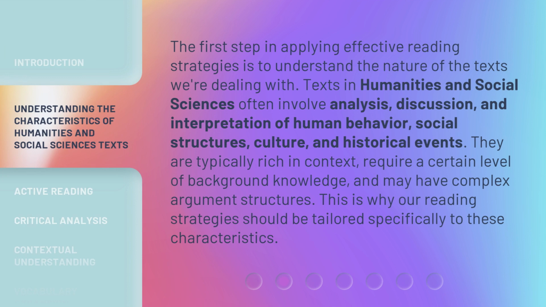The first step in applying effective reading strategies is to understand the nature of the texts we're dealing with. Texts in humanities and social sciences often involve analysis, discussion, and interpretation of human behavior, social structures, culture, and historical events. They are typically rich in context, require a certain level of background knowledge, and may have complex argument structures. This is why our reading strategies should be tailored specifically to these characteristics.